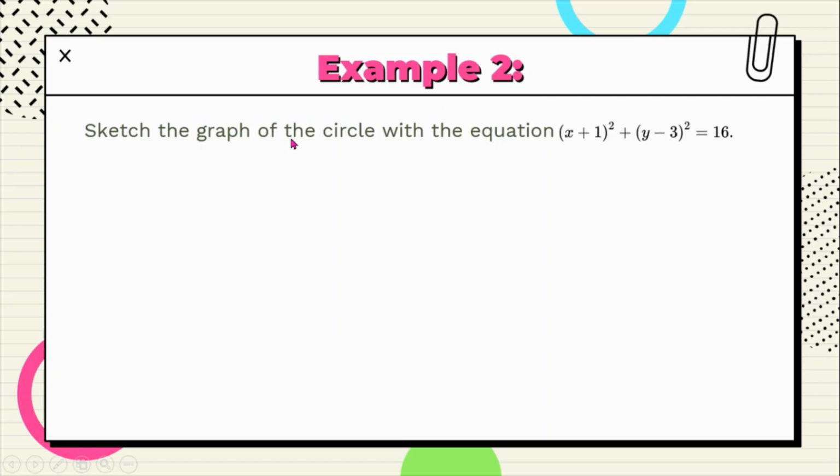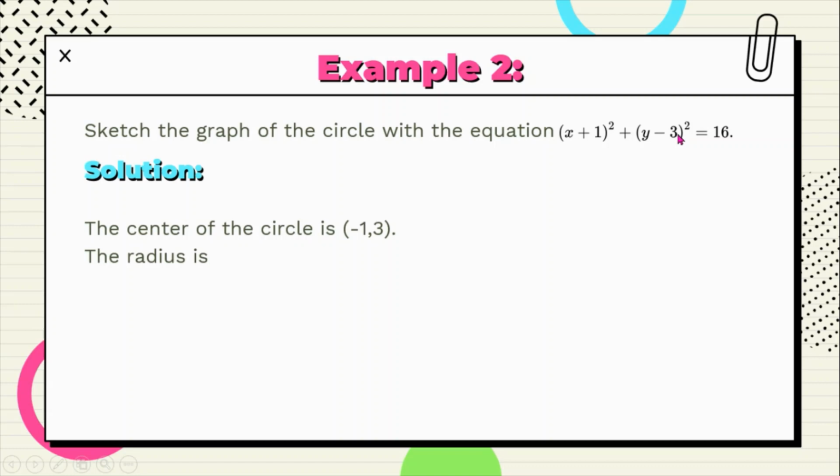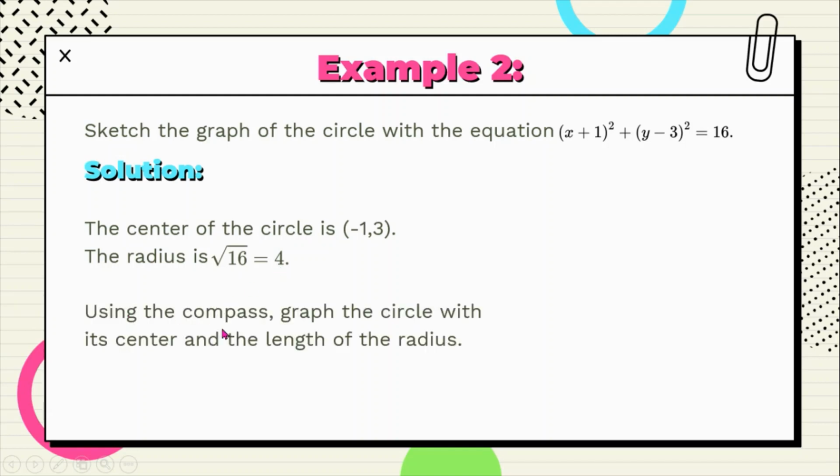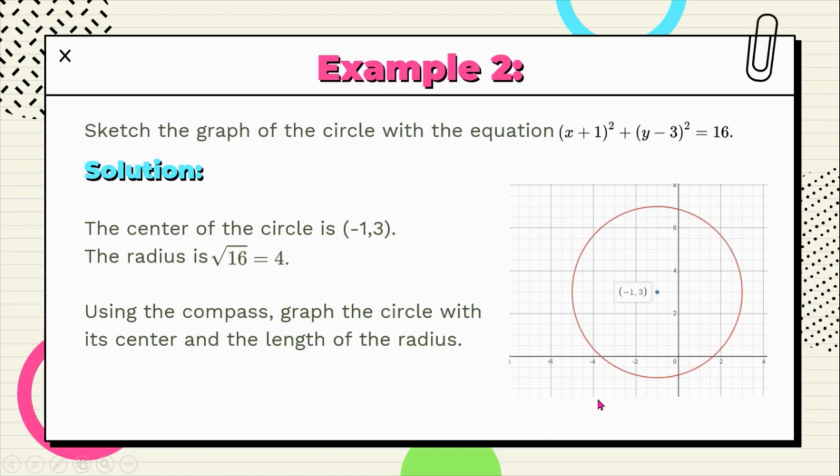Let us try example number 2. Sketch the graph of the circle with the equation (x plus 1) squared plus (y minus 3) squared is equal to 16. The center of the circle is (negative 1, 3), and the radius is the square root of 16, which is 4. So using the compass, graph the circle with its center and the length of the radius. So it looks like this.